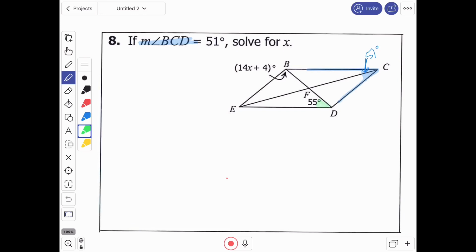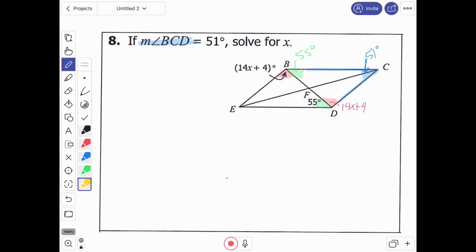So I have this 55 degrees, which would be congruent to this other green angle that I'm drawing in right now. Those are what we call alternate interior angles. So if I label that, up here could be 55 degrees. You could also say, okay, if I know this red angle is 14x plus 4, that means it's going to be congruent to this other red angle down here, because that's another example of alternate interior angles. And so that would be 14x plus 4.